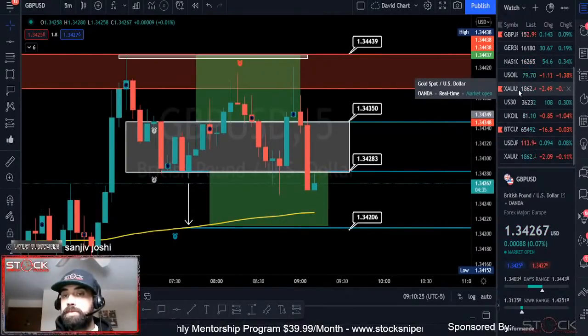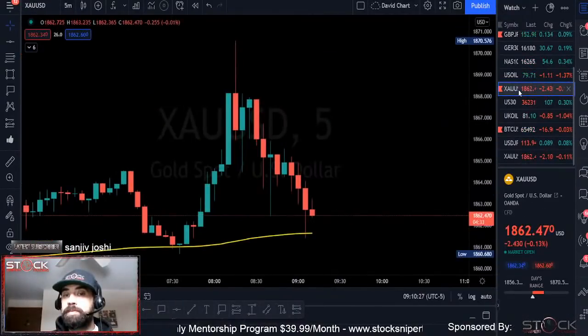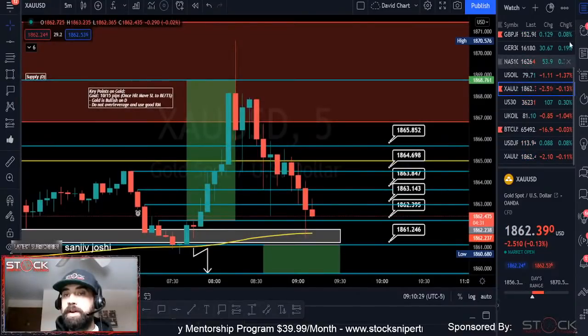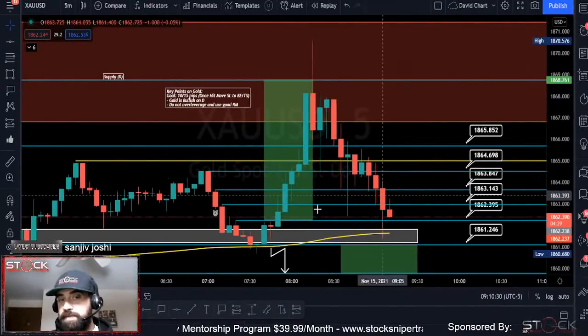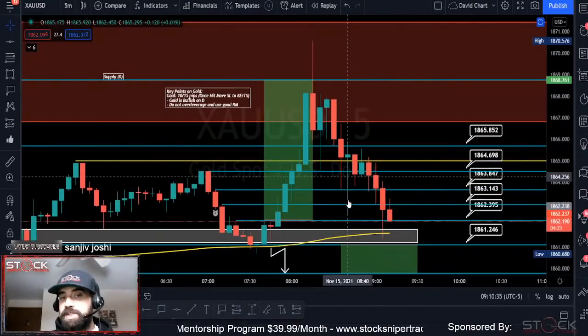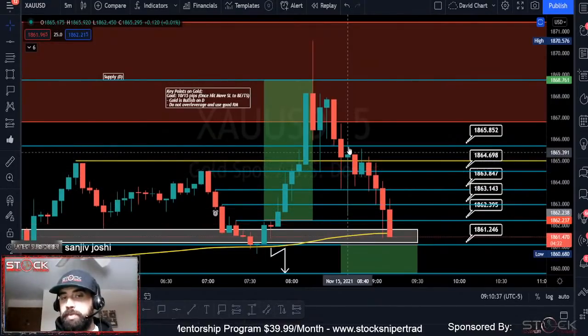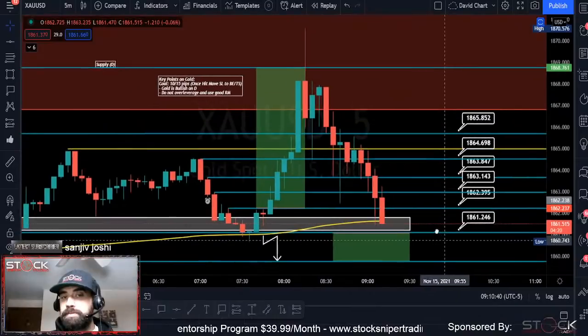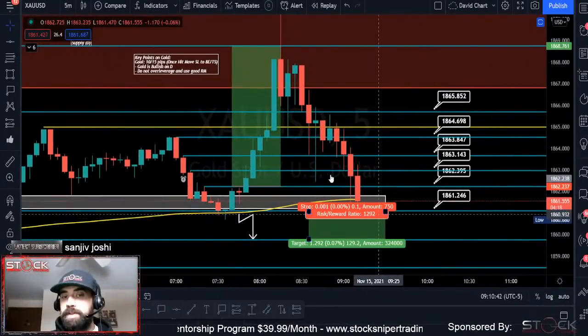Okay, so remember we talked about filling these wicks. So it just filled that wick right there, guys. Remember we talked about this one? As soon as you see these long wicks, you look for price to start to fall and fill these types of wicks right here.